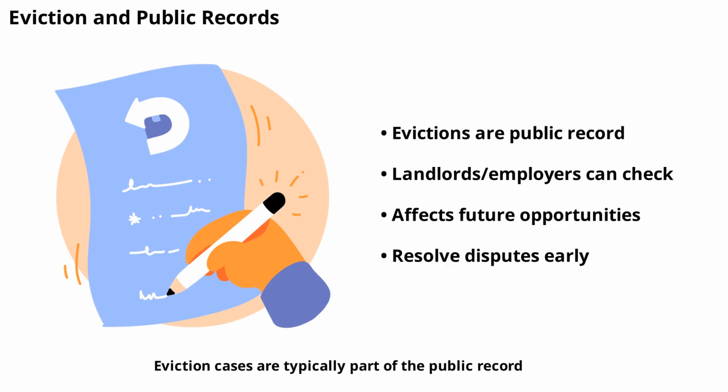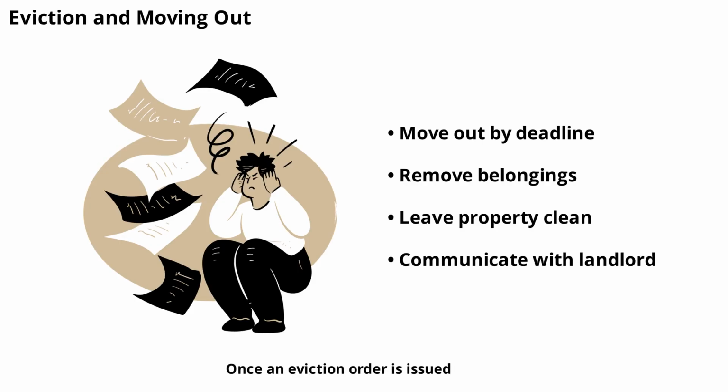Eviction cases are typically part of the public record. This means that future landlords, employers, or others may be able to see that an eviction occurred. Public records can influence decisions about renting, employment, or even loans. Being aware of this can motivate tenants to resolve disputes early or seek legal help to avoid a court eviction whenever possible. Once an eviction order is issued, tenants are usually given a specific time frame to move out.